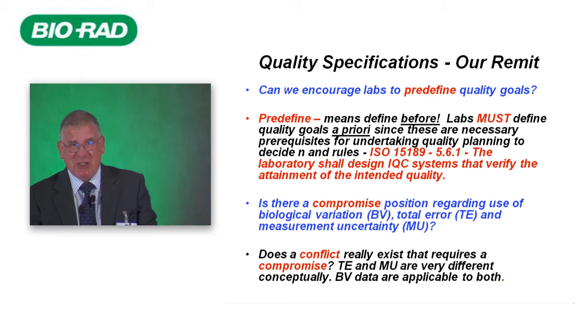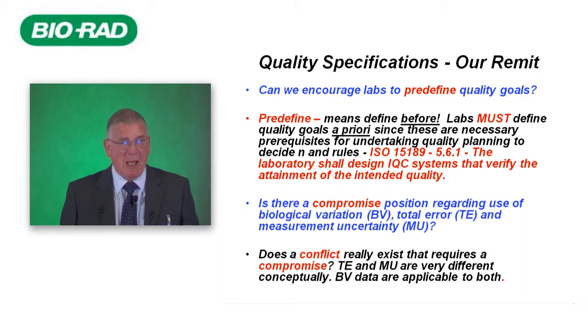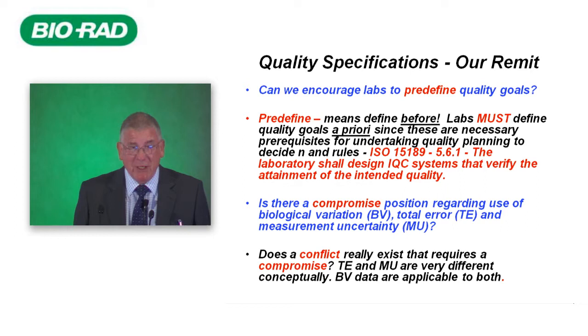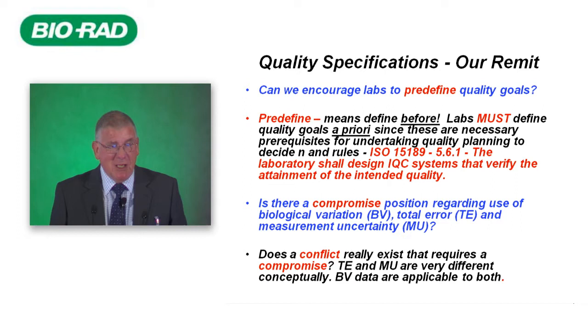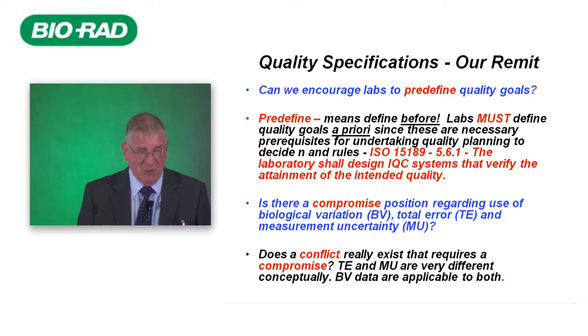Quality specifications is the remit of Carmen Perich and myself, and you'll note that in the programme there are two questions to cover this session. The first is, can we encourage labs to predefine quality goals? And that's actually an easy question to answer. Predefine means defined before, of course, and there is no doubt that there's only one answer to this question. Laboratories must define quality goals a priori, since these are necessary prerequisites for undertaking quality planning to decide the number of controls and the rules. And ISO 15189 states quite clearly, the laboratory shall design internal quality control systems that verify the attainment of the intended quality. So you have to define quality a priori.